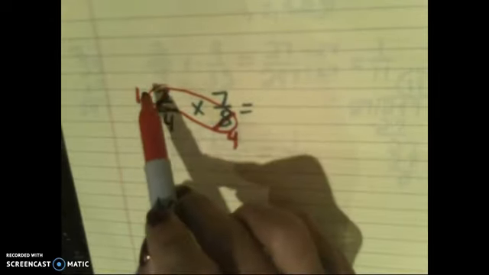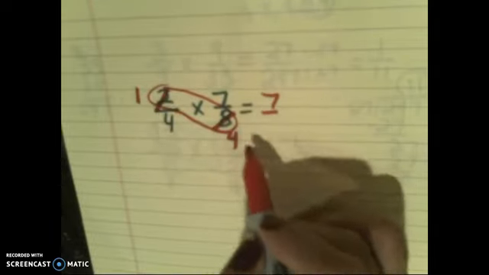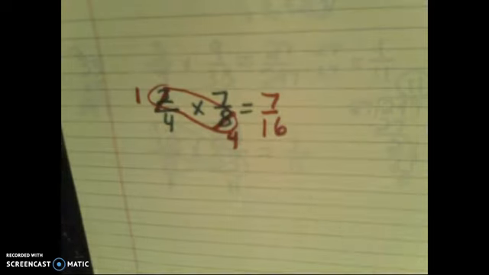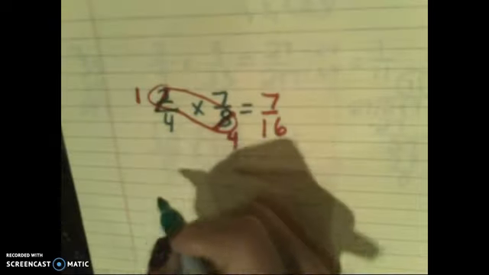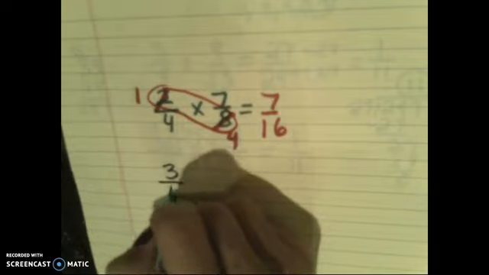So now I'm just going to multiply across. 1 times 7 is 7, and 4 times 4 is 16. Simplified. This works for any method. So now I'm going to do it again without doing so much writing so you can try to understand it a little better. And it doesn't matter what numbers I choose.